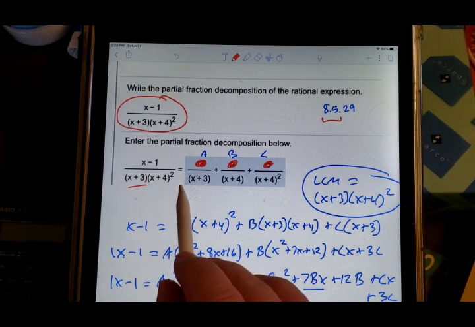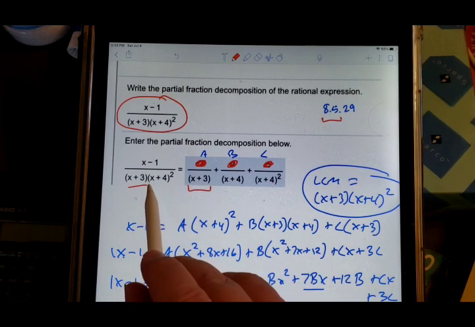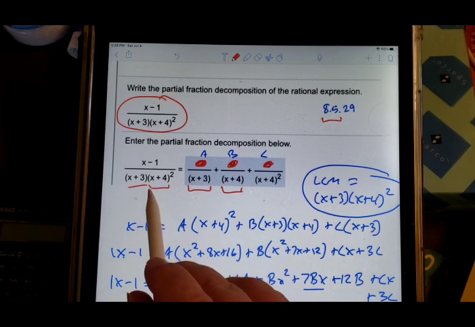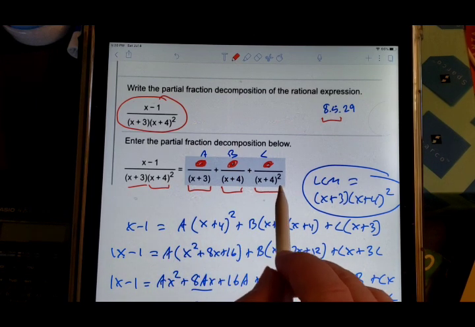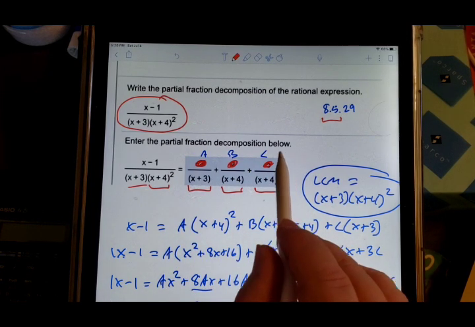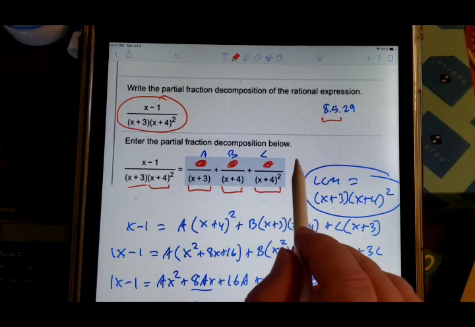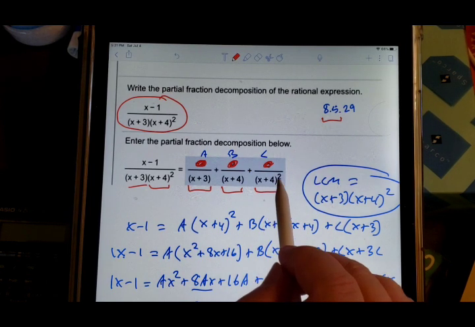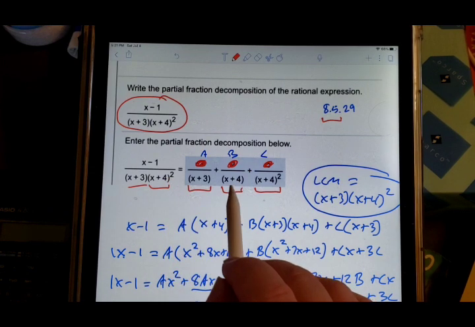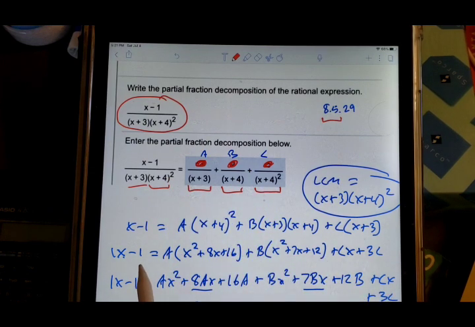I take the x plus 3. I take one of the x plus 4s, meaning I don't put an exponent there. And I take x plus 4 squared. And I think last time I said this, if that were a cube or higher, I would just do another one, use the next letter of the alphabet like D, x plus 4 cubed. But the highest exponent we have here is squared, so I just have to write all of these down.